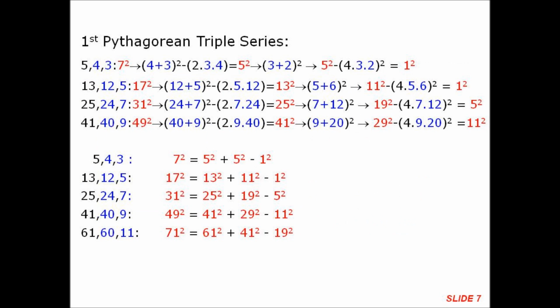Here we see the numerical steps for the first 4 triples of the first primitive Pythagorean triple series and the first 5 negative quadruples that result. This is an odd series, so the 4 squares are arranged in order of descending magnitude.